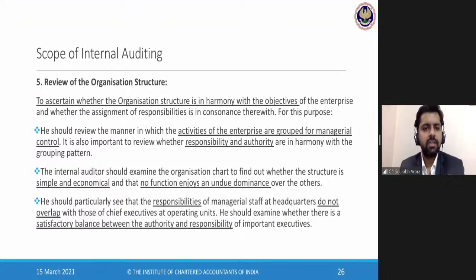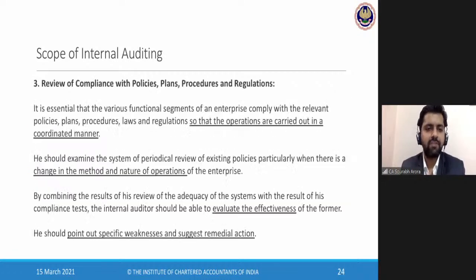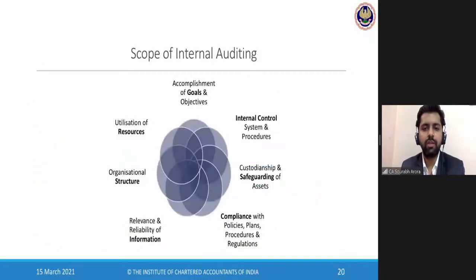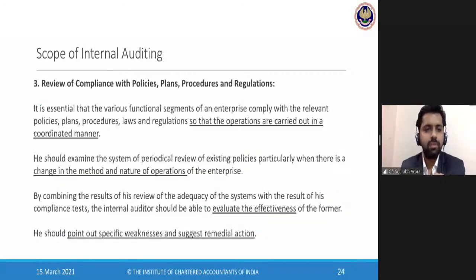So this is regarding the review of organization structure. Just remember the design concept, and if you can remember the design concept and keep an example of organization structure in your mind, you should be sorted for this point at least. So we have discussed 5 scope points over here, and we'll come to the final 2.